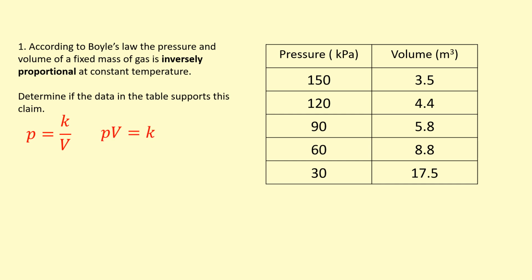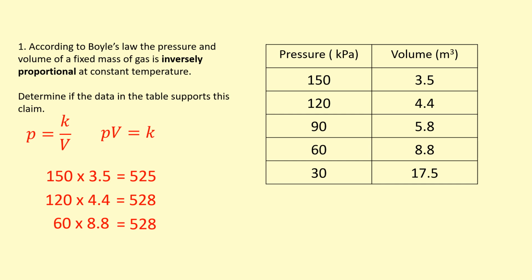So I'm going to test the data. If I do pressure times volume for any set of data, it should equal a constant across all sets of data. So let's do the first example. So 150 times 3.5, and that gives us 525. And let's test for another set of data. Okay, and another set of data. And as you can see, these numbers are fairly constant, so we can be pretty sure that it does follow the inverse proportionality law here, and that we can be confident that the temperature is probably constant and the fixed mass is also constant.